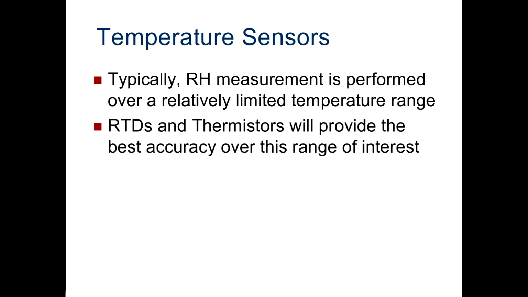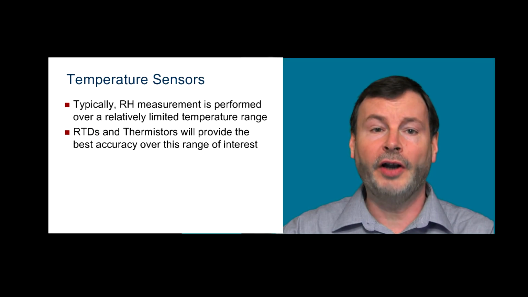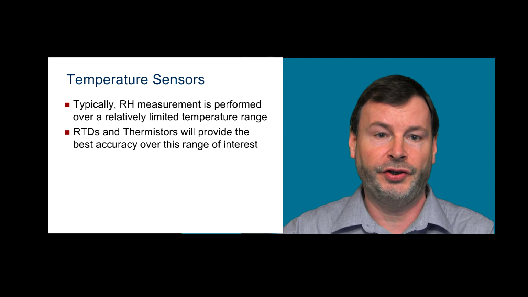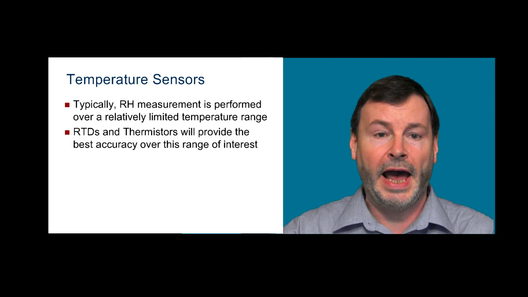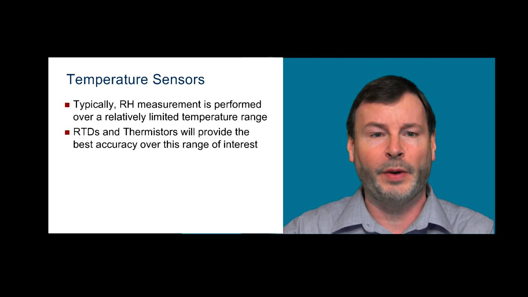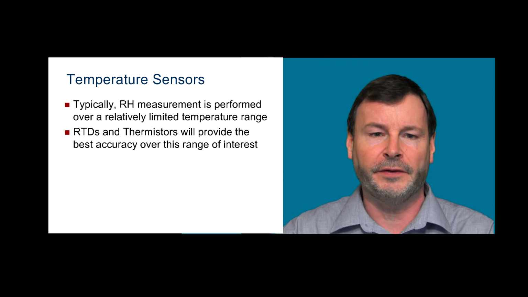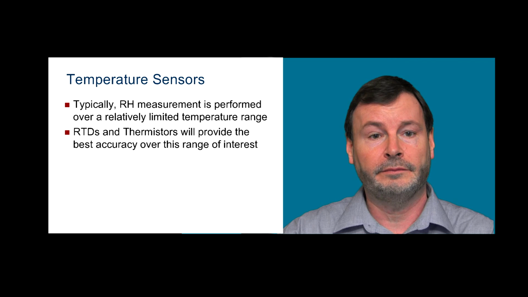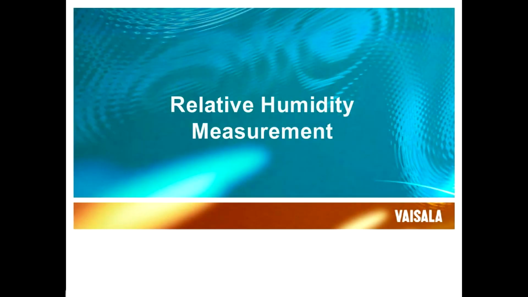Typically, RH measurement is performed over a relatively limited temperature range, so RTDs and thermistors are particularly well suited for that application. Thermocouples have a very wide operating range, but their accuracy typically suffers, particularly over the range of humidity measurement. Now we'll talk about actual measurement of relative humidity.